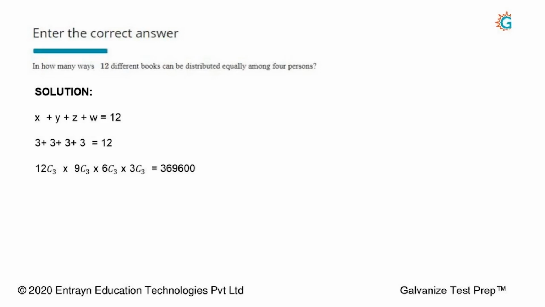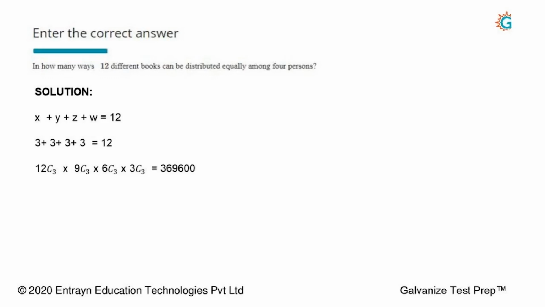It is not 3 of one kind, right? You are distributing it to 4 people here. They are not same books. Only if they are similar books, there are 3 similar books, you divide by 3 factorial. That part, it's not very clear, Benedict. 12 factorial by 3 factorial doesn't make sense at all here.